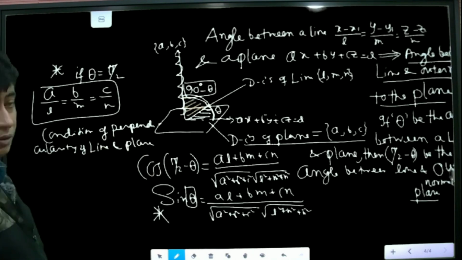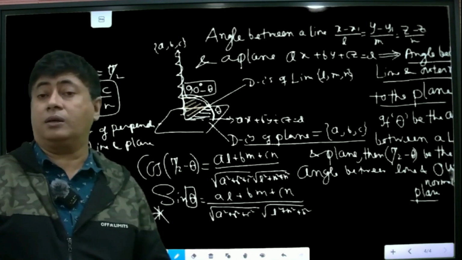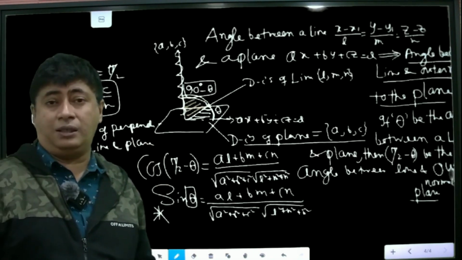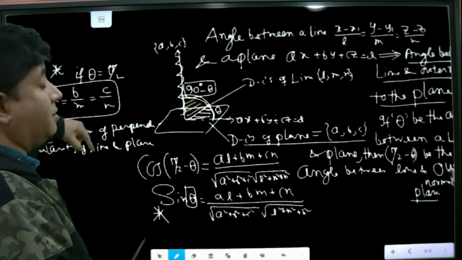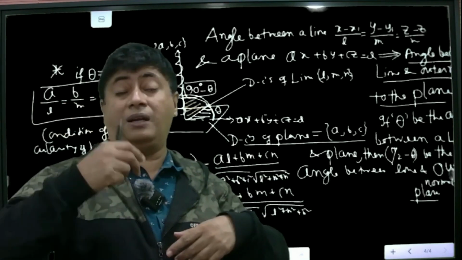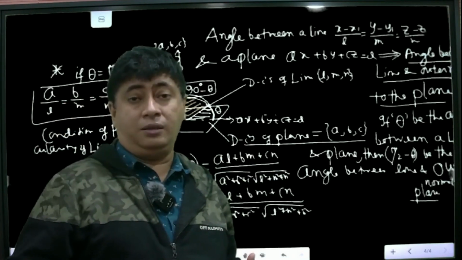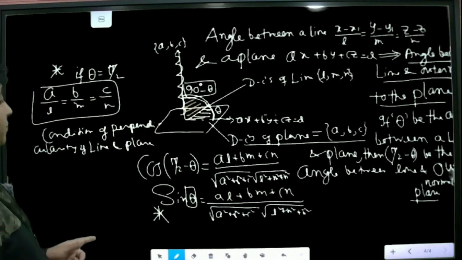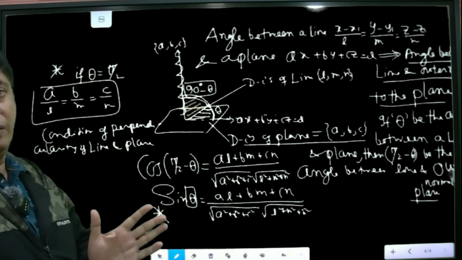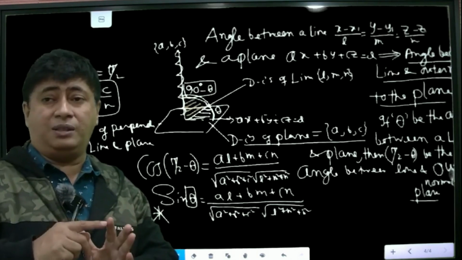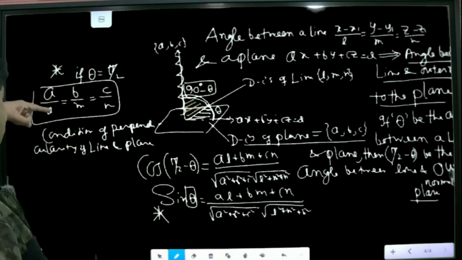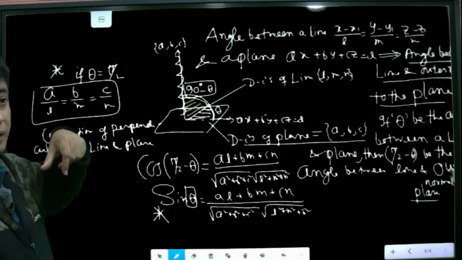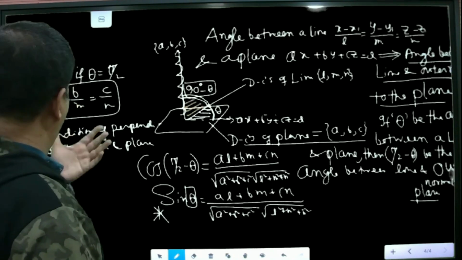That means this condition which is visible here, it looks like what? It looks like the parallelism condition between two planes or two lines. But once you get two different geometrical figures of different dimension, this is the condition of perpendicularity of a line and plane. Then what about parallelism?